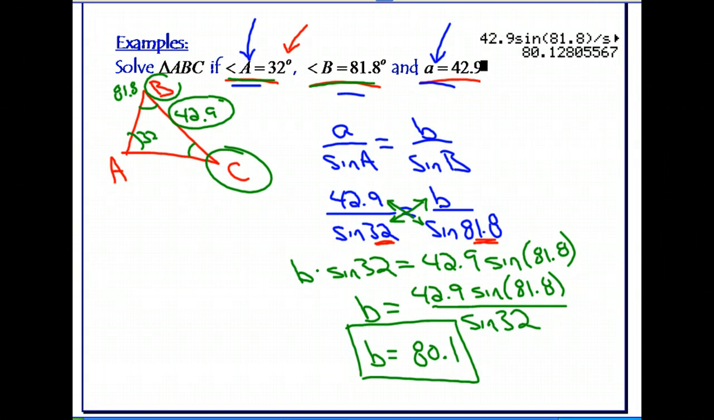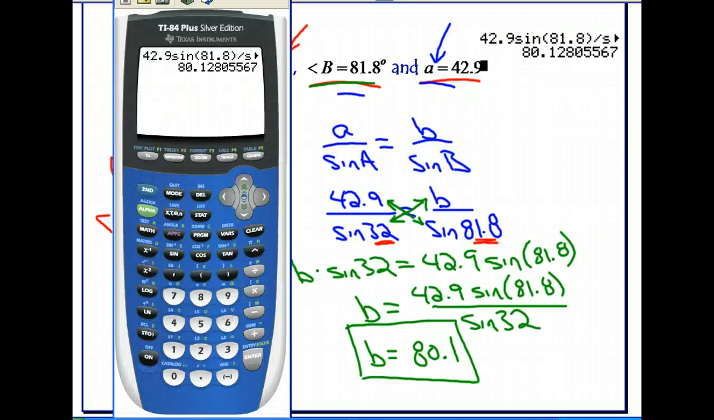Okay, does that make sense? Are we done? No, we're not. We haven't solved the triangle. We've only found one part of it. Let's get angle C. So we have nothing about C. I know there's 180 degrees in a triangle, so I'll take 180, I'll take off the 32 from angle A, I'll take off the 81.8 from angle B, and let's see what angle C is.